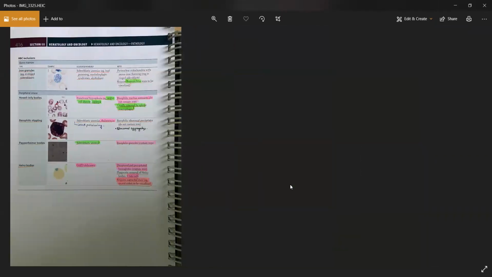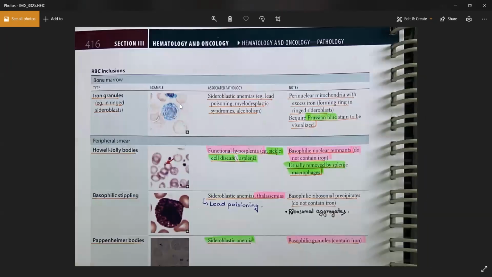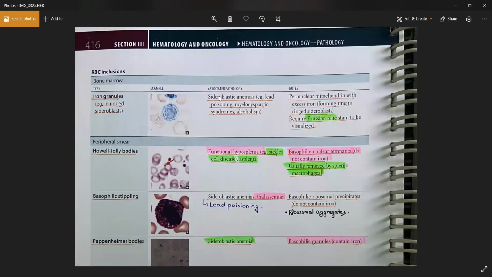Now, different aggregates or inclusions which are found in the RBCs. One is the iron granules, and these are seen in sideroblastic anemia. It happens whenever the iron is there, but the heme formation is not occurring. Whenever the porphyrin pathway is inhibited, the porphyrins cannot be combined with the iron to form the heme. As a result, the iron will start accumulating inside the cells, around the mitochondria, and it will appear as the ring sideroblast. As you can see, they have the ring-like structure.